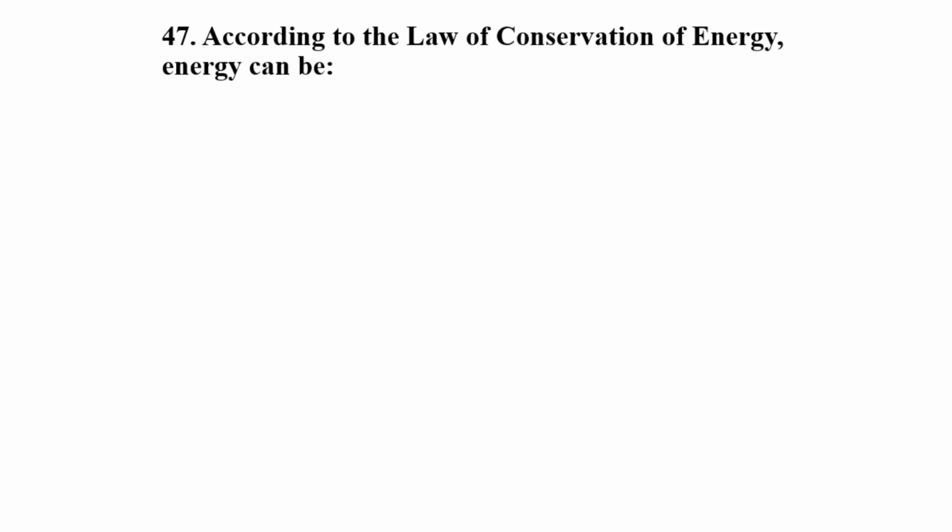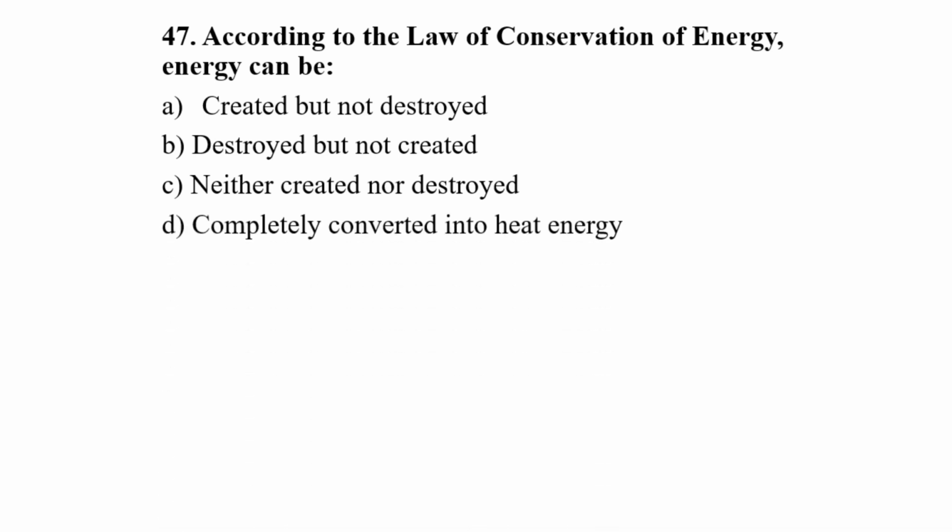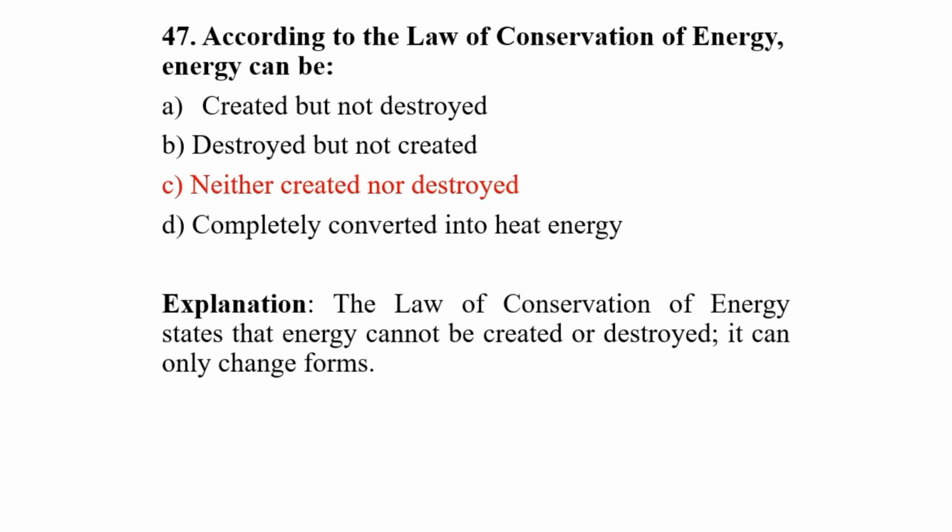Question number 47. According to the law of conservation of energy, energy can be A. Created but not destroyed, B. Destroyed but not created, C. Neither created nor destroyed, D. Completely converted into heat energy. The answer will be neither created nor destroyed. The law of conservation of energy states that energy cannot be created or destroyed. It can only change forms.